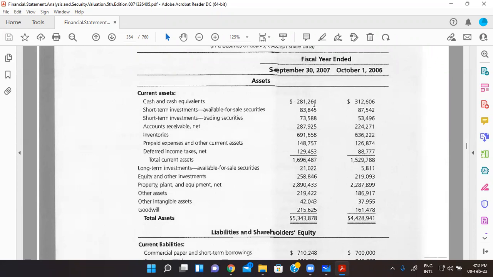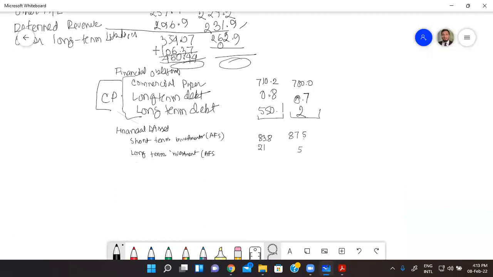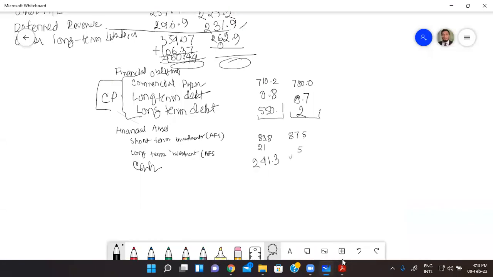So out of the 281 million, if we show the 40 million in operating, how much do we have remaining out of 281 for the financial? We have a remaining cash of 241.3 million in 2007. And in 2006, if we subtract 40 million from this 312 million, we will get 272.6. Remember, this cash is part of financial.